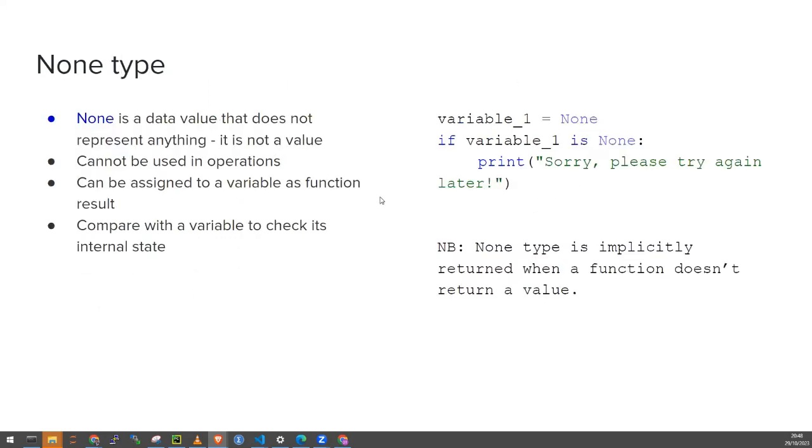And then we have the None type, which is a special type of data value that doesn't represent anything. It is not a value and cannot be used in operations. You can assign it to a variable as a function result, or sometimes you can even assign it as a keyword parameter, right? And then from there you can do some manipulations with it. You can compare it with a variable to check its external state. So remember, the None type is implicitly returned when a function does not return a value. So if I created a function that prints, and I now check the type of that function's result, you would see it would be None, right?